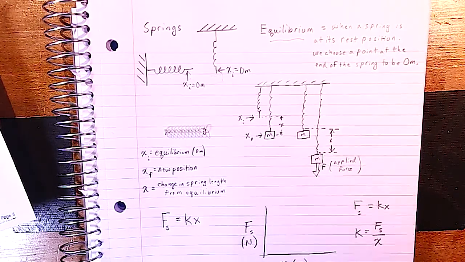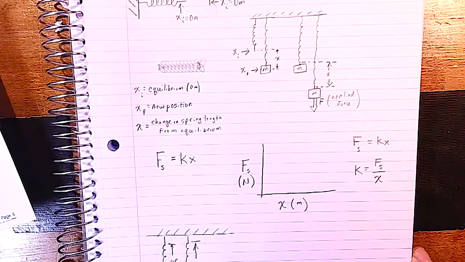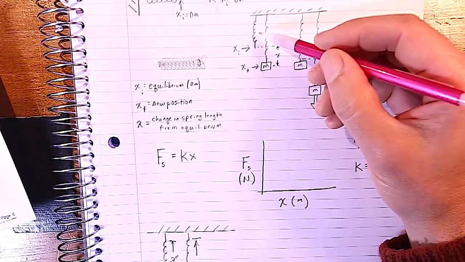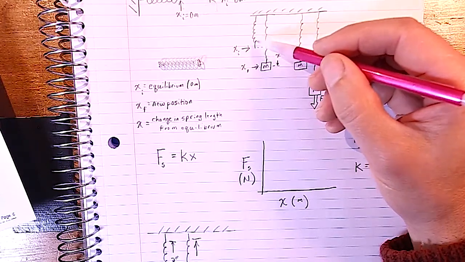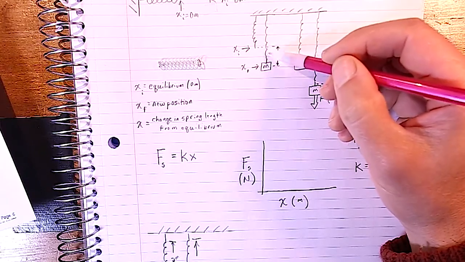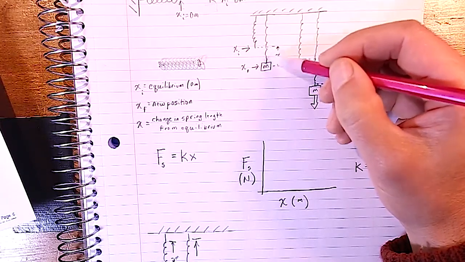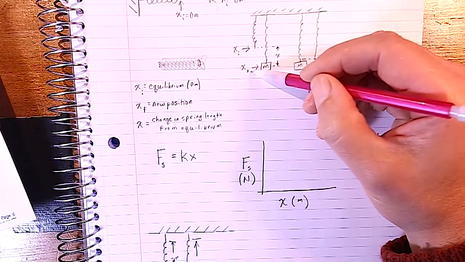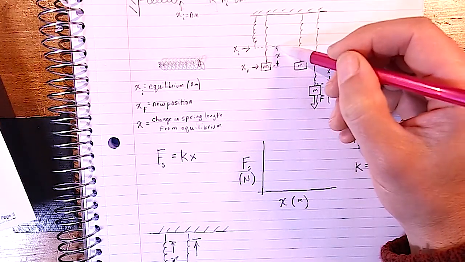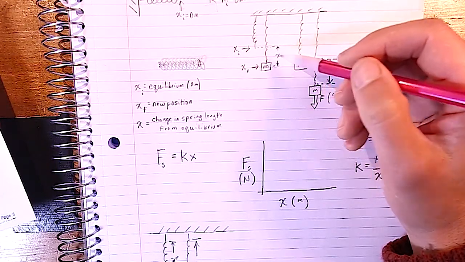So let's look at a couple of examples of what this looks like when you apply a force. We have a spring in equilibrium, so its x position is 0, and we hang a mass on it which applies a force and stretches the spring. That's our x final. So what's x, the change in spring length from equilibrium? That's that difference right there.